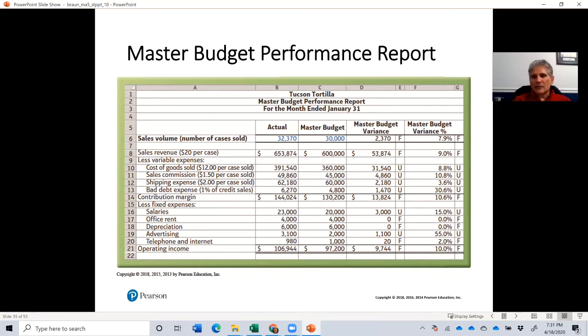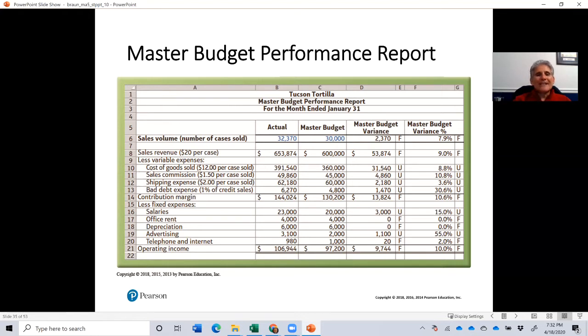Well, yeah, it's always good, but the question becomes, is that related to the volume or is it related to the price? If we're just going to compare to the master budget, we're going to come up with a variance of $53,874. That's the difference between the master budget and the actual. So we conclude that it's favorable.